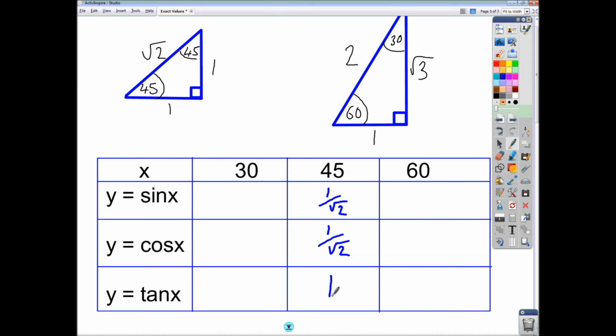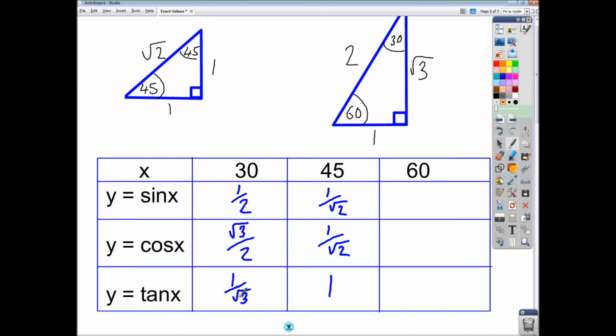And that's it. Now for 30, that's my opposite down there. That's my adjacent, that's my hypotenuse. So we can say sine 30 is opposite over hypotenuse, which is a half. Cos of 30 is adjacent over hypotenuse, which is root 3 over 2. And tan of 30 is opposite over adjacent, which is 1 over root 3.